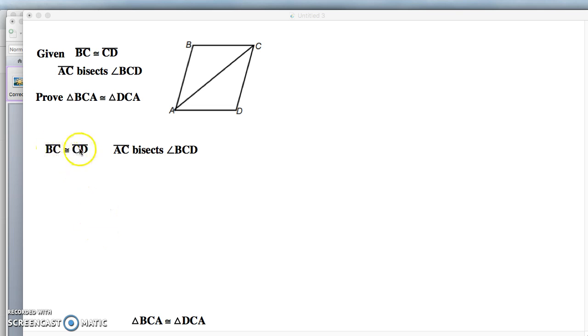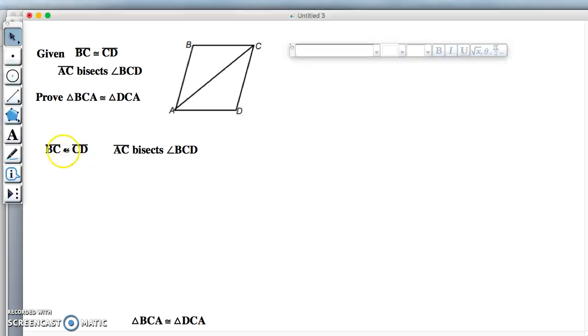So basically this is BC is congruent to CD, so I want to mark that up. So BC is congruent to CD. Also, AC bisects angle BCD, so it cuts it in half. And what is it cutting in half? An angle. So this angle, BCD, is getting cut in half, which means these two angles are going to be congruent. So I'm going to mark those up as well.